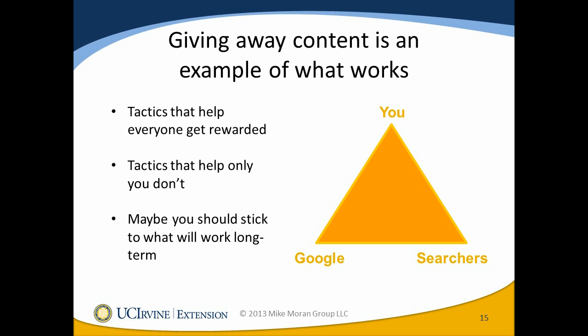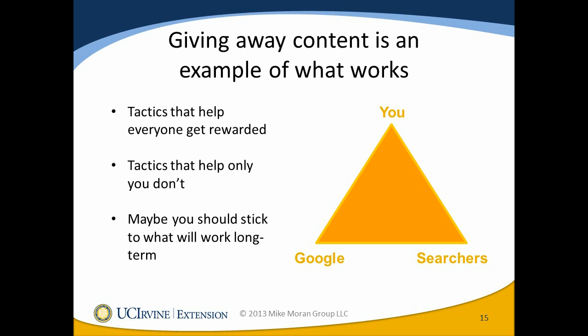And I would argue most of us shouldn't even be trying to do that. What we should be trying to do is to work on techniques and tactics that help all three parties in the transaction. They help you, obviously, as the search marketer, but they also help Google and they also help searchers. So giving away content the way Home Depot does, that's an example of one that helped everybody.